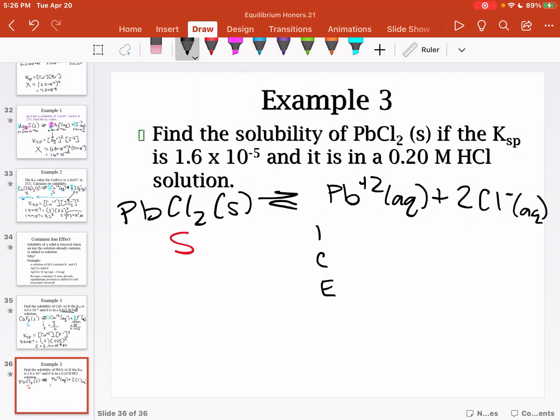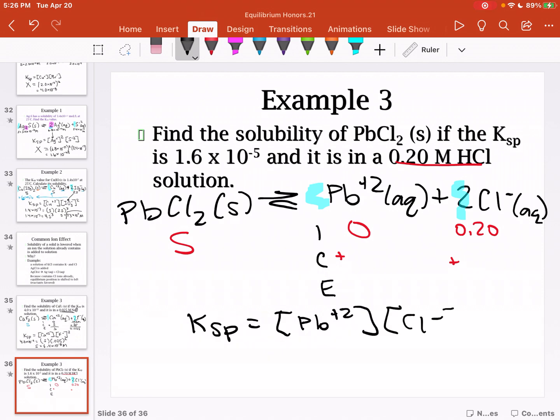initially we don't have any lead ions, so that guy is 0, but initially we do have chloride from our strong acid there. We know what makes a strong acid strong. It ionizes 100%, so it also produces 100% chloride ions. We know this is going up, and of course, due to that 1 to 2 mole ratio, let's see what we've got going on. Our KSP is equal to the product of the concentrations of the products raised to the power of their coefficients, and of course our solid we said dropped out.